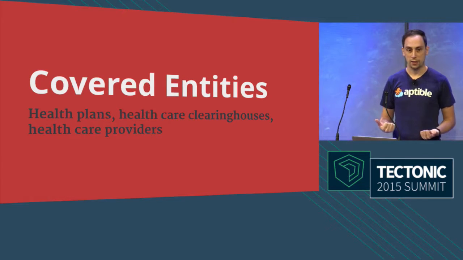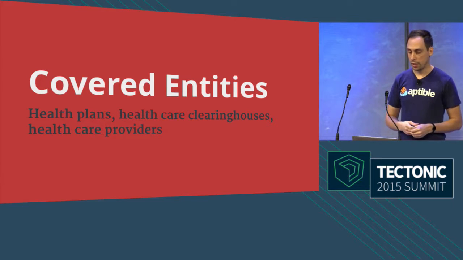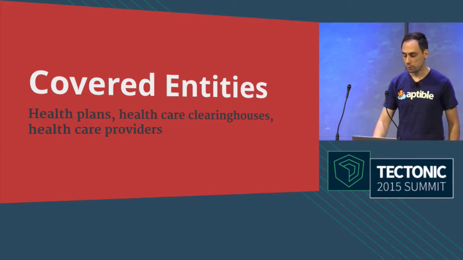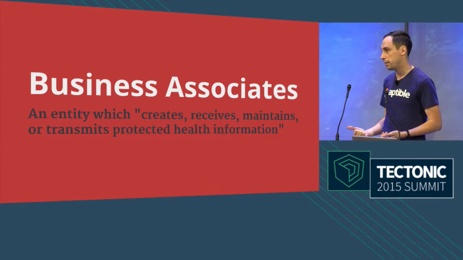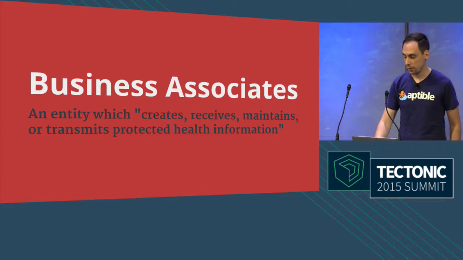The first class of companies is covered entities. This is health plans, healthcare clearinghouses, and healthcare providers. These are the ones that you're most familiar with, your doctor, your health insurance company. It also applies to business associates, which are entities that create, receive, or transmit this protected health information on behalf of one of those covered entities.